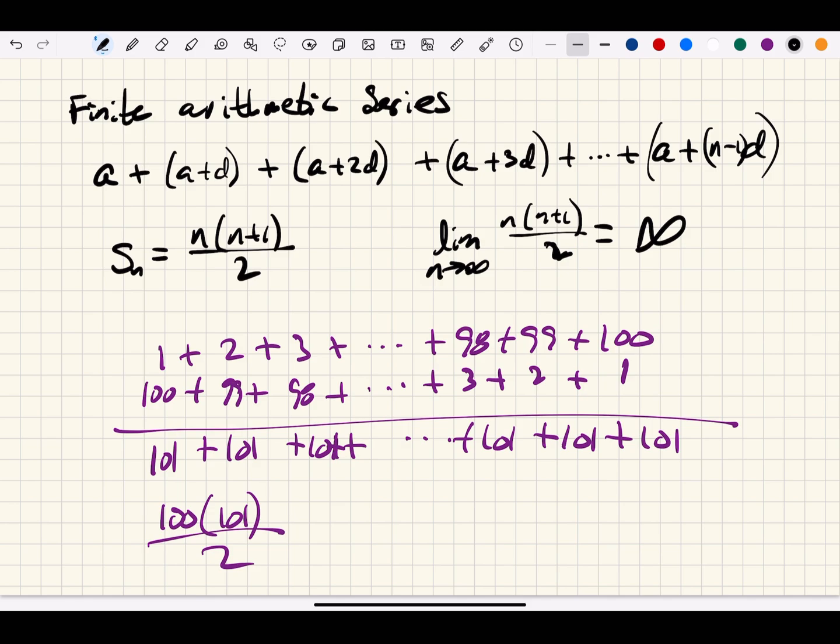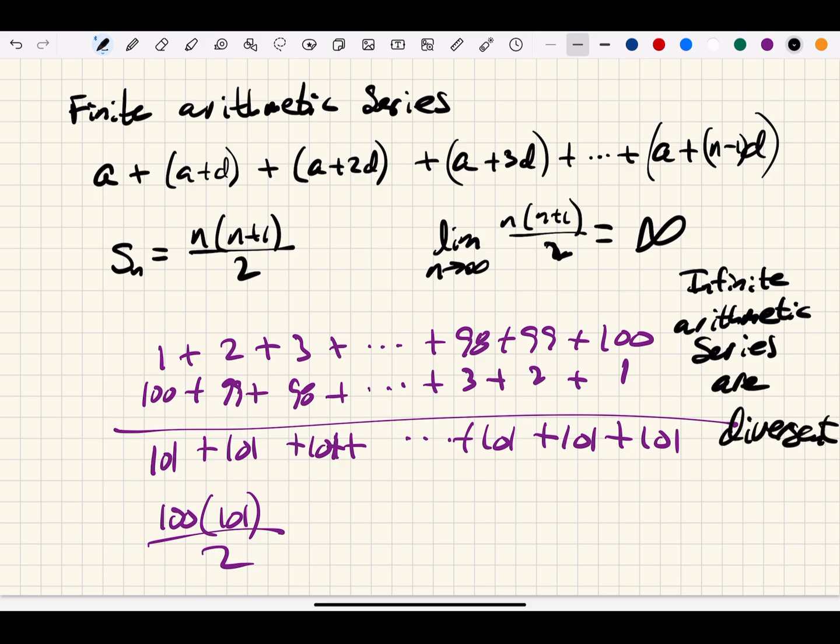So infinite arithmetic series are divergent. That's always the case. Infinite arithmetic series are divergent. And we need to be able to recognize that too, because something being divergent is just as significant as something being convergent.